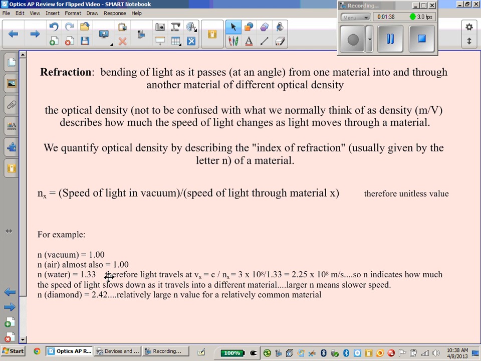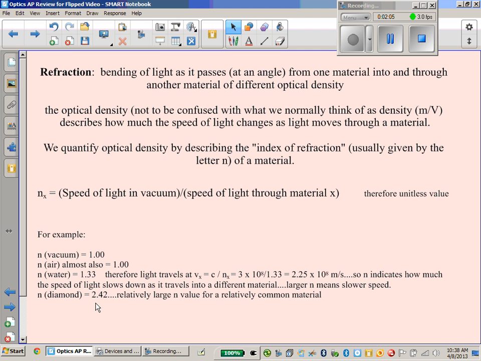Water is when you start to see the speed of light change. It has an index of refraction of 1.33. Therefore, if you solve for the velocity of light through water, dividing the speed of light in air by the index of refraction, you get about 2.25 times 10 to the 8. So it slows down. It's actually pretty significant, a good percentage. And this index of refraction number tells you how much it slows down. The larger the number, the greater the speed reduction.